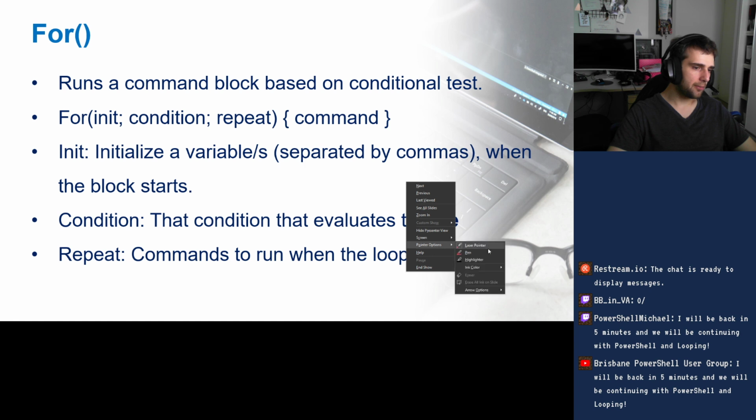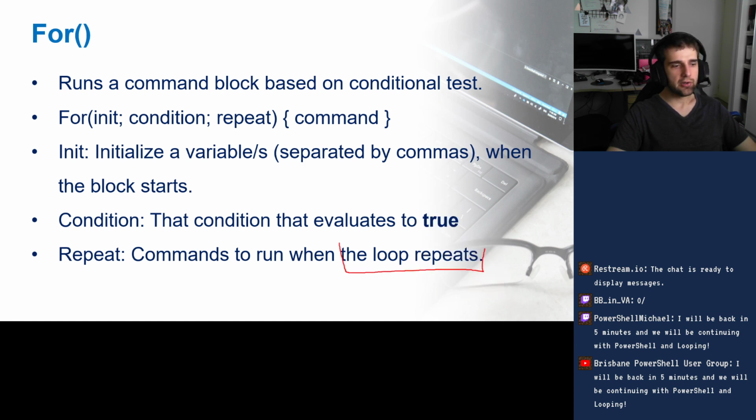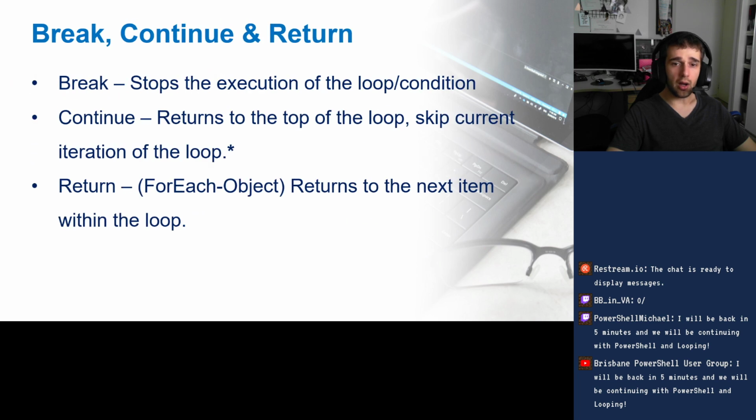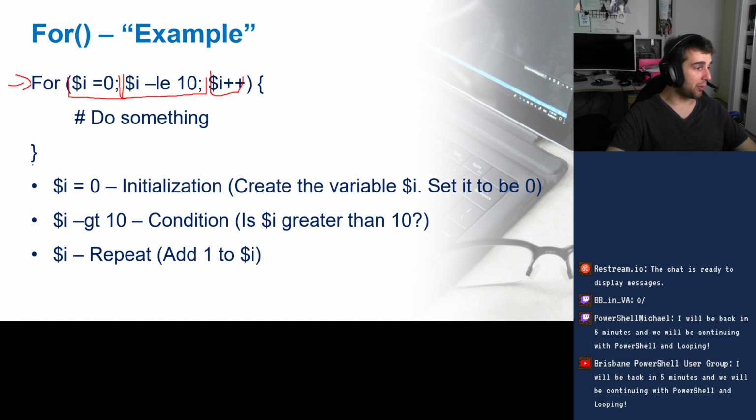When the loop repeats, these are the bits and pieces we need to do when the code repeats. Now this is really quite handy because we can do cool things with it. So let's have a quick look at an example. We have a for here, and we've said I is equal to 0, I is less than 10, I++. Actually, sorry, I just went back one slide. Obviously, yes, we're repeating. So that's our example.